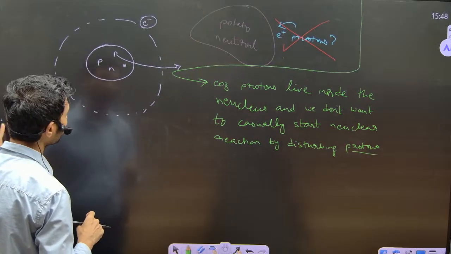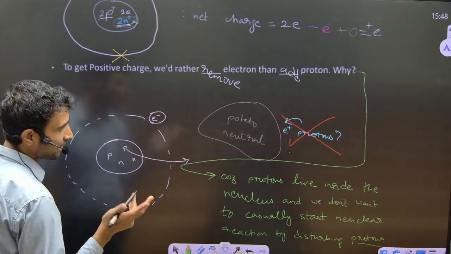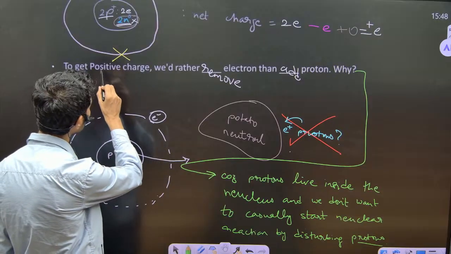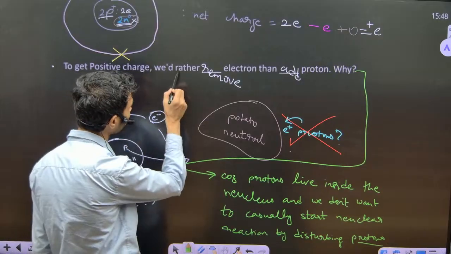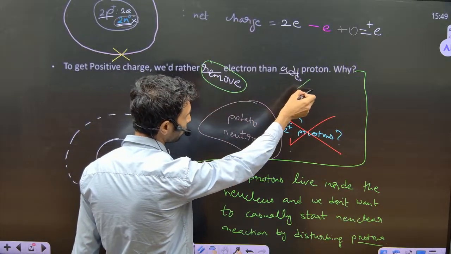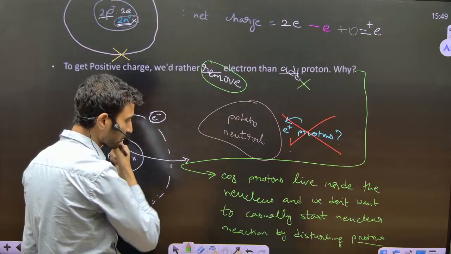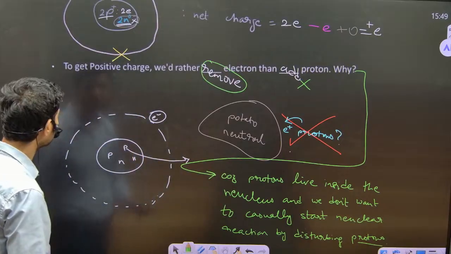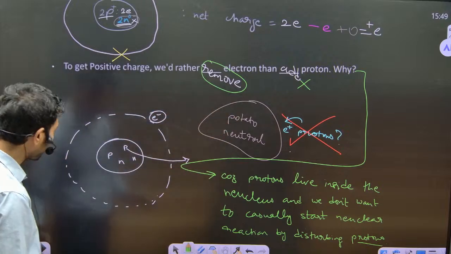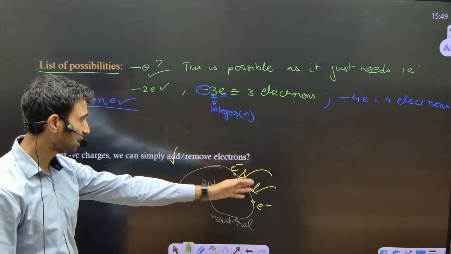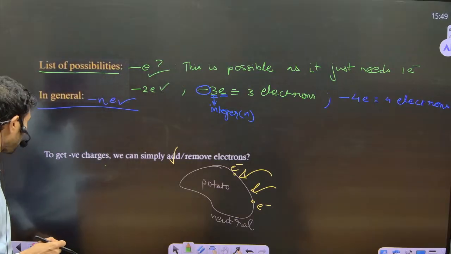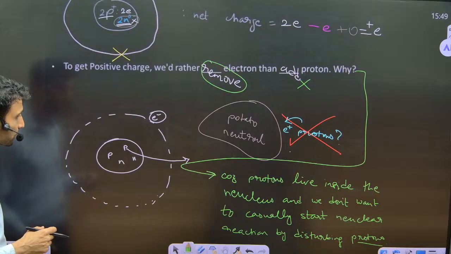Electrons. So we'll revise what we did today. If you want to get positive charge, what will we do, kids? We will remove electrons and not add protons, right? That is how you get positive charge. For positive charge, you have to remove electrons. And for negative charge, what will you do? That's very simple. You just add electrons. So that is the summary of what we have done today.